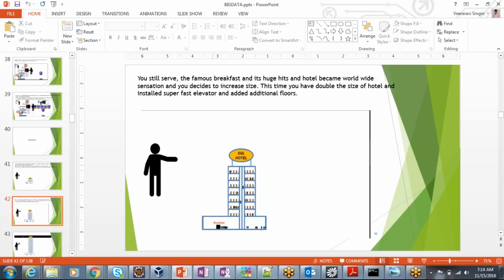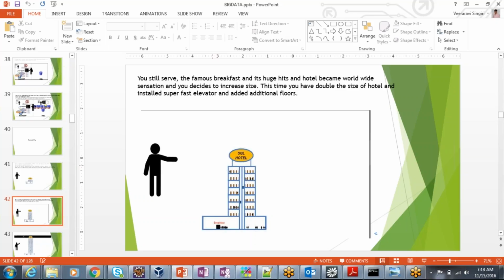You increase your hotel by doubling it. So many people are visiting your hotel, having breakfast and getting very good service, and your hotel becomes world famous. Then, as it becomes popular, you think of improving your business.